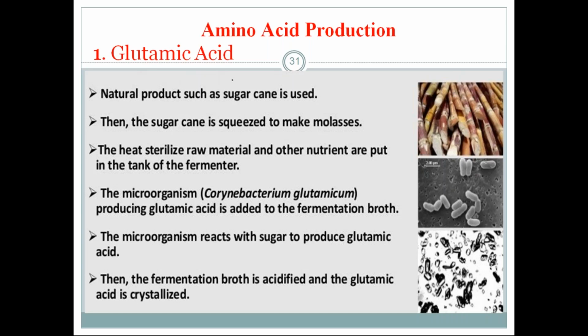Now see the fermentation. For glutamic acid fermentation, molasses is used as a raw material, and the microorganism is Corynebacterium glutamicum. You have to note this down. This Corynebacterium glutamicum is used in the glutamic acid fermentation, where this bacterium produces glutamic acid from the raw material. And at last, the fermentation broth is acidified and the glutamic acid is crystallized. So glutamic acid is found in crystallized form.